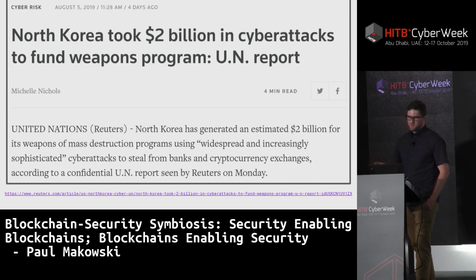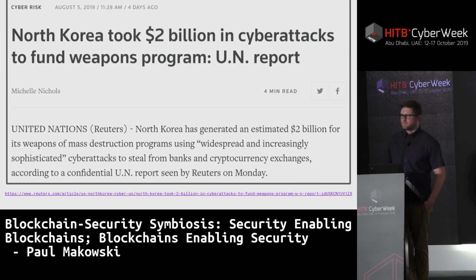And this has serious real-world implications. There was a UN report recently where North Korea is funding its weapons programs to about the tune of $2 billion via cyber. And a lot of that is actually coming from hacking cryptocurrency exchanges. Presumably because of the lack of language and cultural barrier, a lot of those exchanges have been in South Korea. But they're not only in South Korea, some have been in Japan and elsewhere.